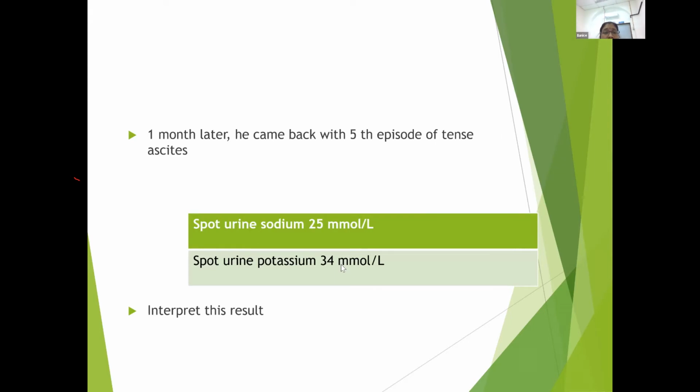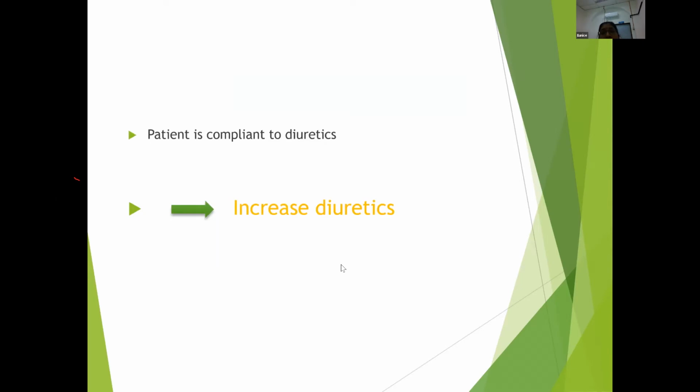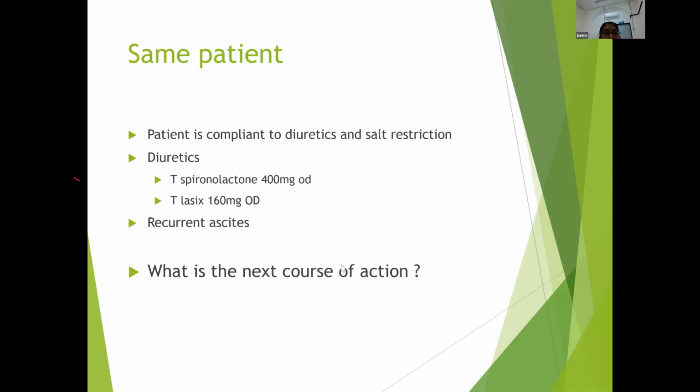The same patient 1 month later came back with the 5th episode of tense ascites. Now his urine sodium is 25, which is lower. That means the patient has already restricted his sodium intake. Urine spot potassium is 34, and the ratio of urine sodium over potassium is less than 1. So the cause could be inadequate diuresis or patient non-compliance. Let's say this patient is compliant to the diuretics. So what we can do is increase both the diuretics, spironolactone as well as furosemide, further.